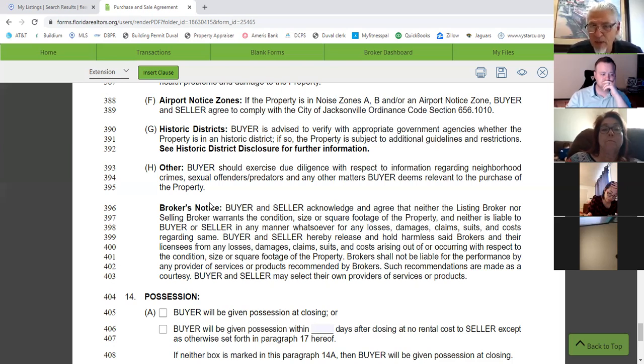Broker shall not be liable for the performance of any provider of services that were recommended by the broker. Such recommendations are made as a courtesy. Buyer and seller may select their own providers of services and products. This is why I tell you, give them three choices of a home inspector. They pick one. And I will tell them, look, my favorite guy is this guy, but I want you to have access and you can pick any one of these three, or you can go find your own.